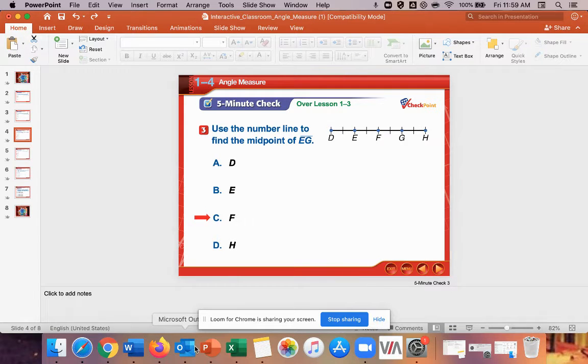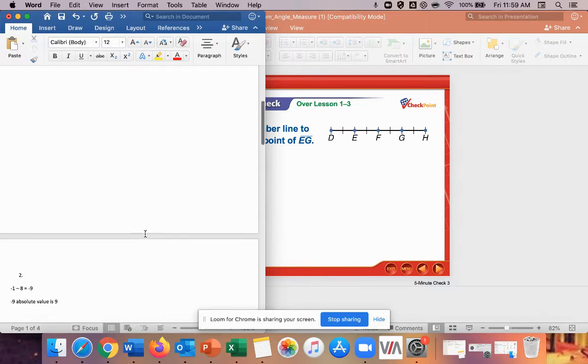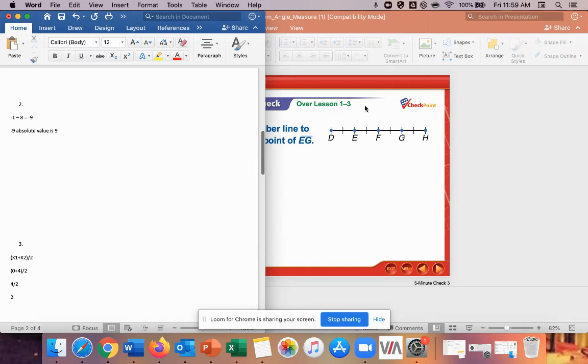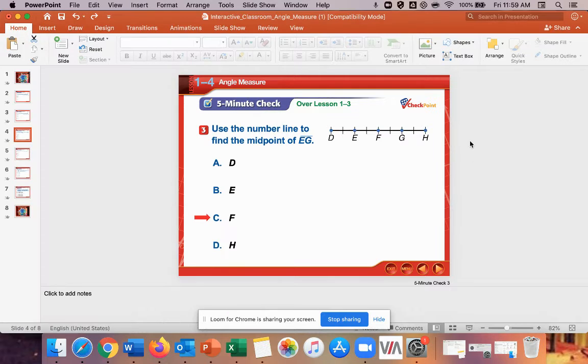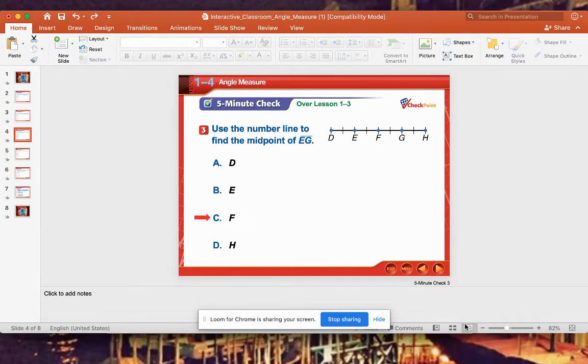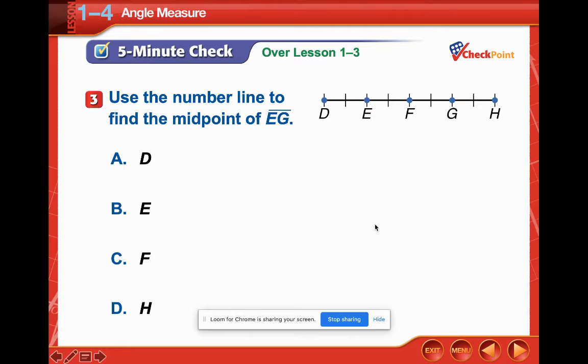The way I solved this, besides just looking at it, was I took x1, which I said E was 0, and x2, which I said G was 4, because I counted in between there was 4. I added them together and divided by 2. 0 plus 4 is 4, divided by 2 is 2. I moved 2 spots over, and there was F. Hopefully you managed to get that one. Let's go on to the next one.